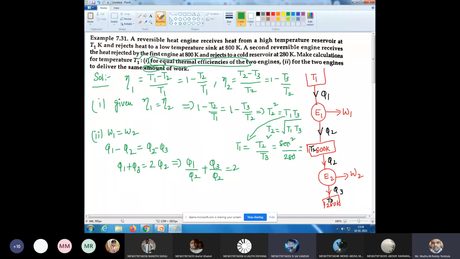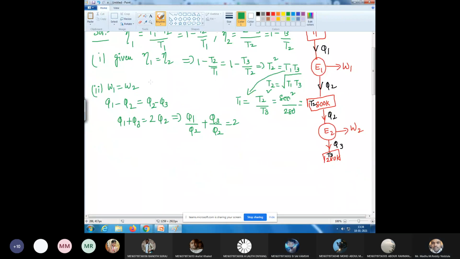As we know, Q1 by Q2 is equal to T1 by T2, because Q is equal to mCT. So in that way I can write T1 by T2 plus T3 by T2 is equal to 2. What is unknown here? Only T1, so T1 can be calculated easily, because T2 is known and T3 is known. T1 divided by 800 plus 280 divided by 800 is equal to 2. Simplify this, you will get the temperature.